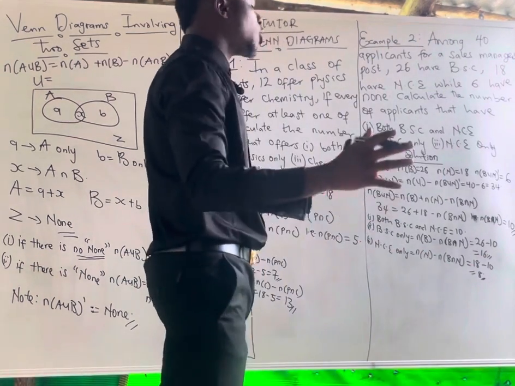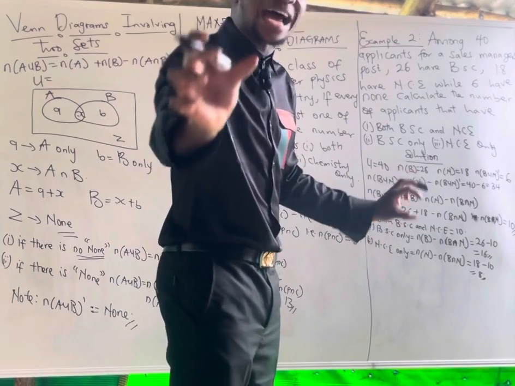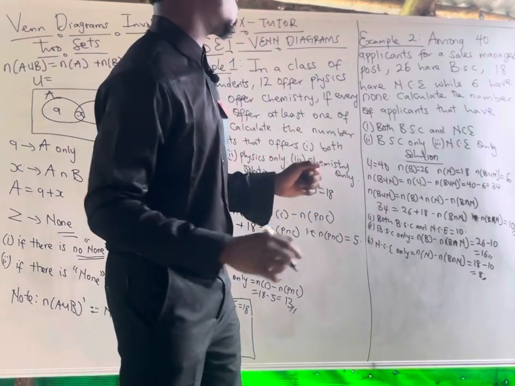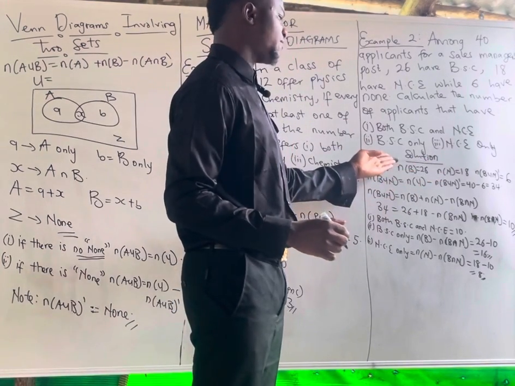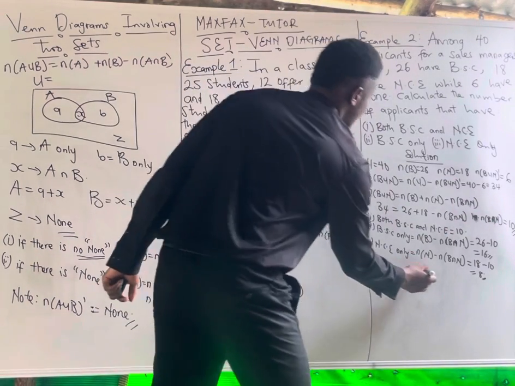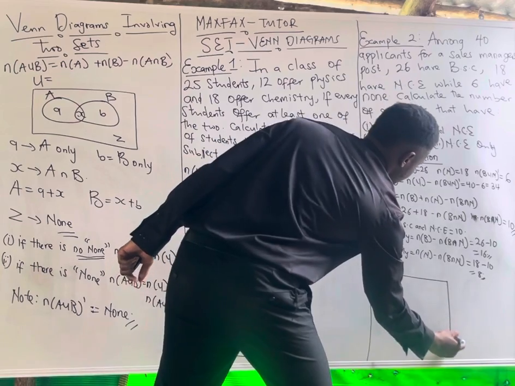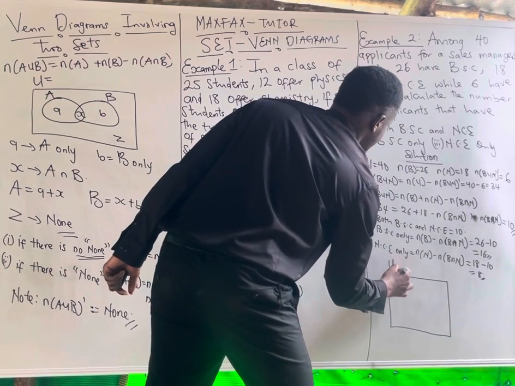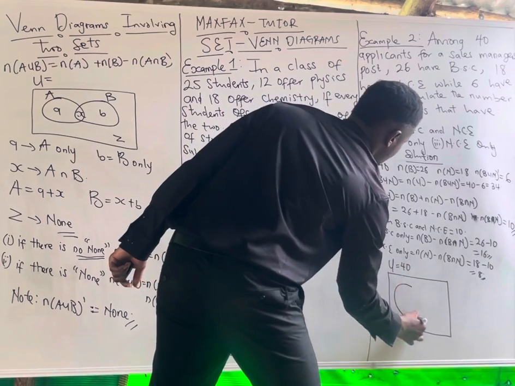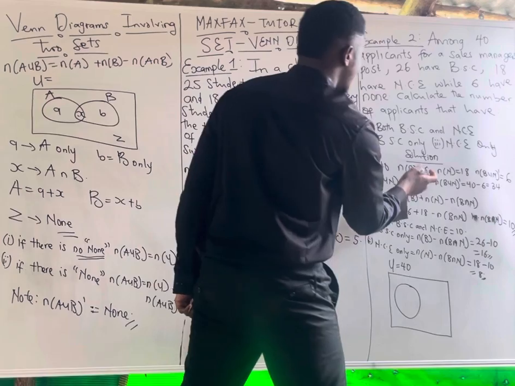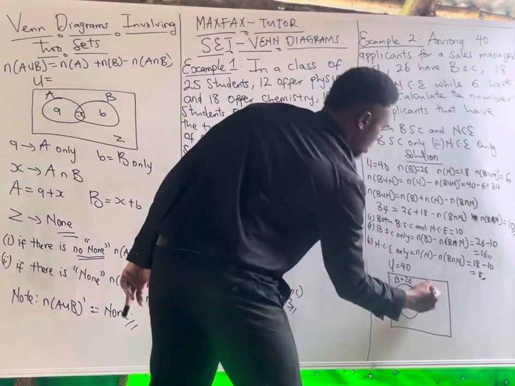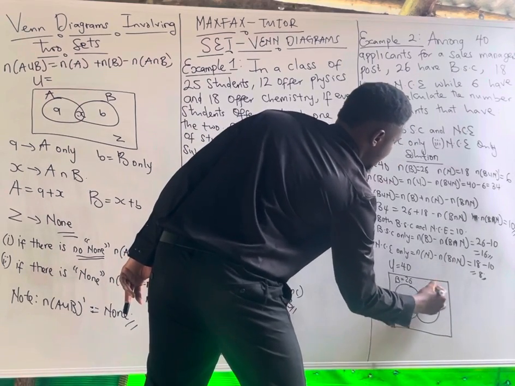That is how to do Venn diagrams involving two sets without using the Venn diagram. But let's say you want to use a Venn diagram. The first thing you will do is write out the parameters. Once you've written out the parameters, use this general formula to get your intersection. Once you've gotten your intersection, then draw the Venn diagram like this. Your universal set in the question is 40. Write 40. Then draw the first set, that is for BSc, B equals 26.